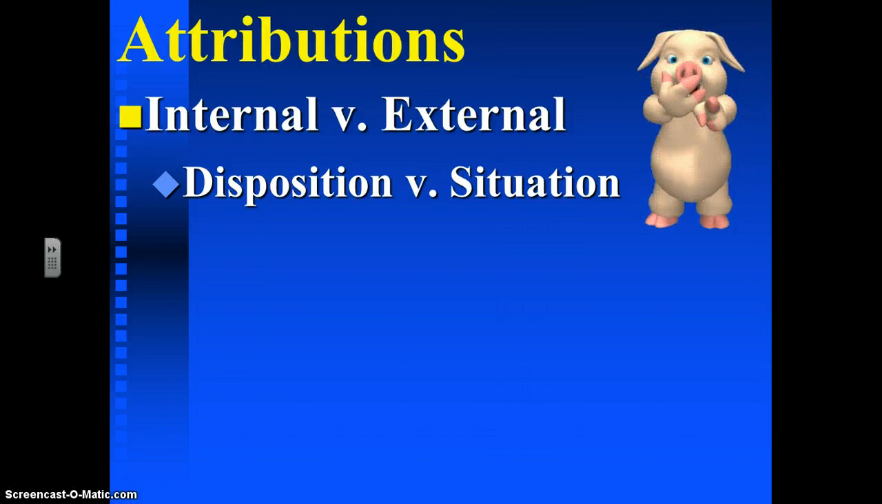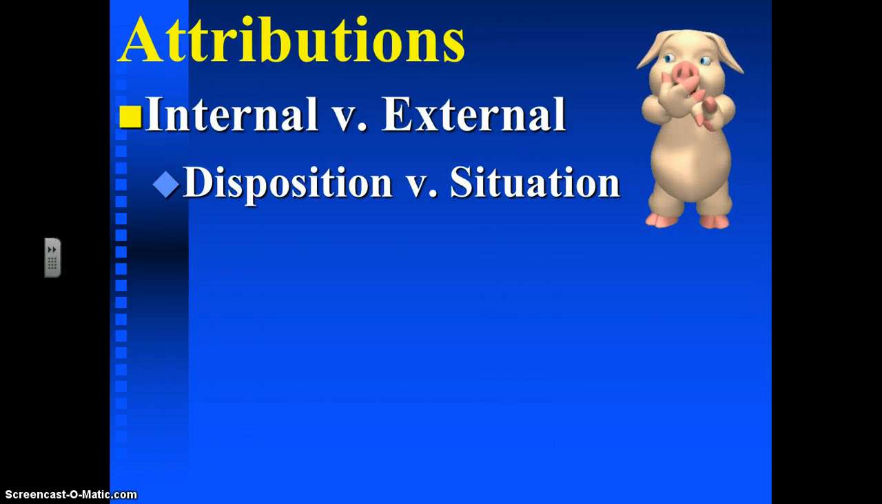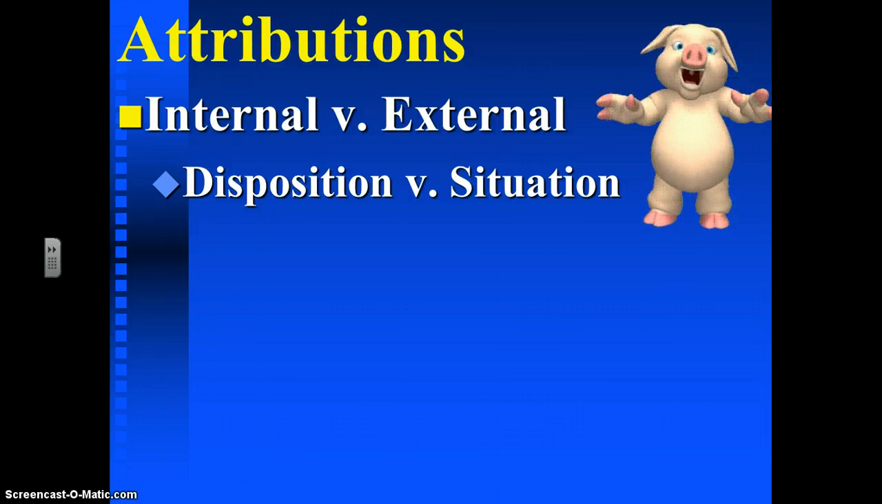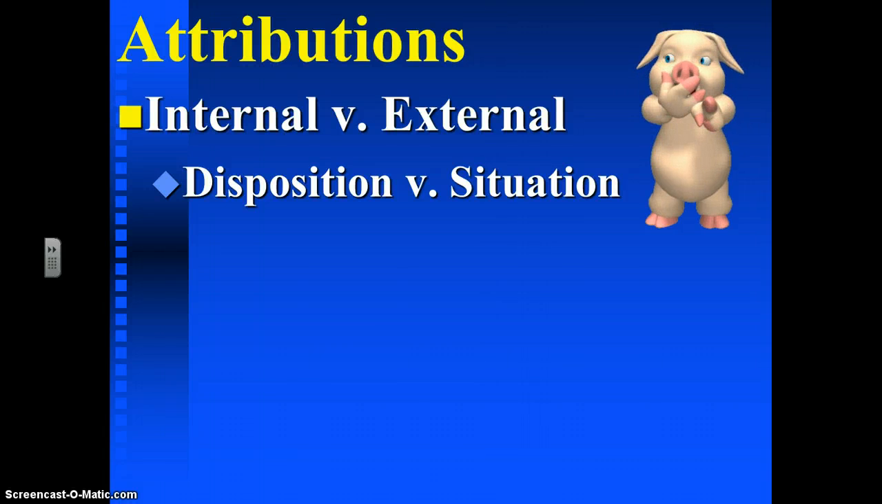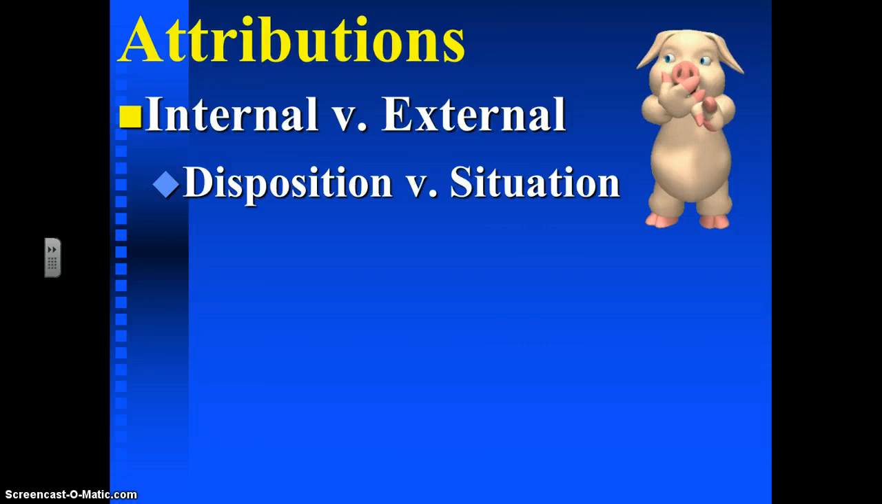An external attribution is explaining behavior based on the situation. For example, I failed my chemistry test because it was right after prom and I just didn't have time to study. So, in other words, that's not saying anything necessarily about me. It's just saying, hey, the reason or the explanation for me failing was the situation. In other words, if the test had been some other time, I would have been okay. So, internal and external attributions. Internal is based on the person's disposition or personality traits. External is based on the situation or the environment.